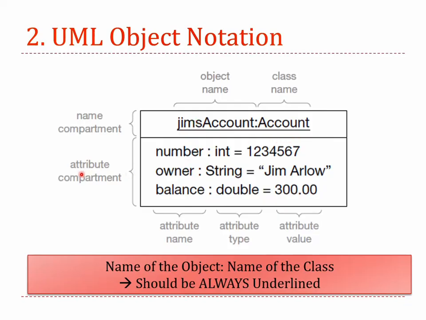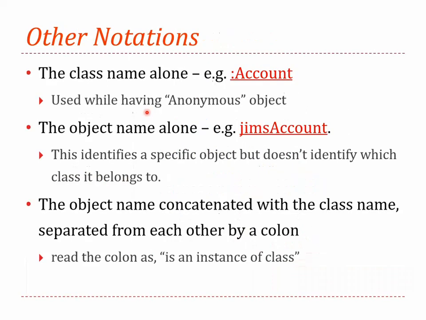The next compartment is called the attribute compartment. The corresponding attributes along with the data type are represented with the initial value. So you'll have attribute name, attribute type, and attribute value. Object names generally follow the camel case naming convention, beginning with a lowercase letter without spaces or special characters. The operations and methods are listed only in the class diagram because every object created from the same class shares the same set of operations.